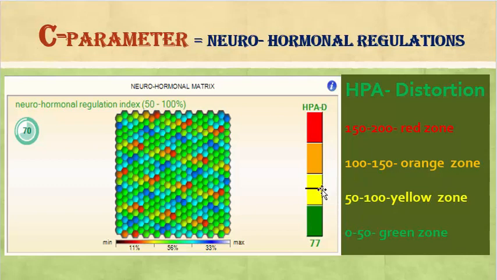We see the parameter pushing into the orange zone, between 100 and 150. When it's highly distorted, the HPA axis distortion parameter runs between 150 and 200 and shows up in the red zone, where we see a lot of distortion of the hypothalamus, pituitary, and adrenal glands. We look for adrenal gland imbalance, thyroid imbalance, and other hormonal imbalance. This is what the C parameters cover.